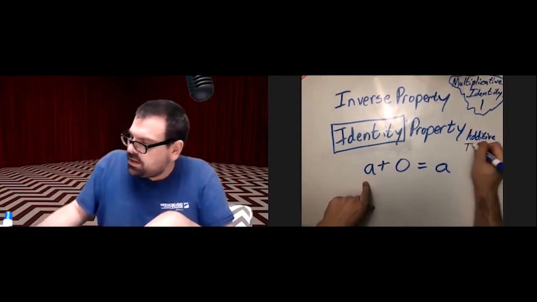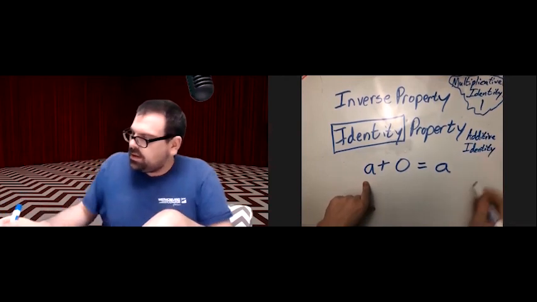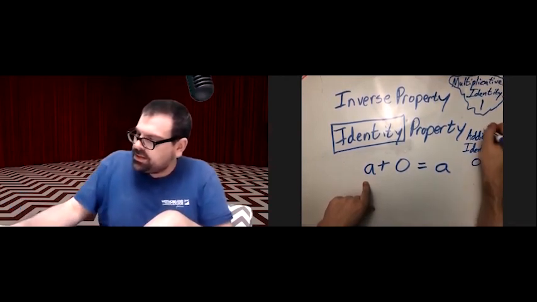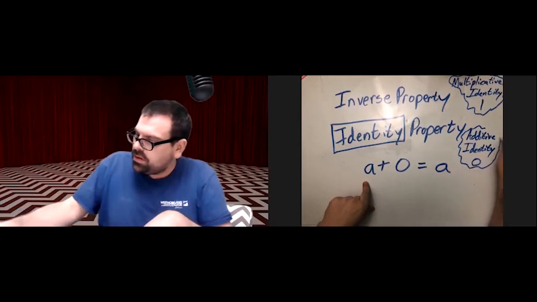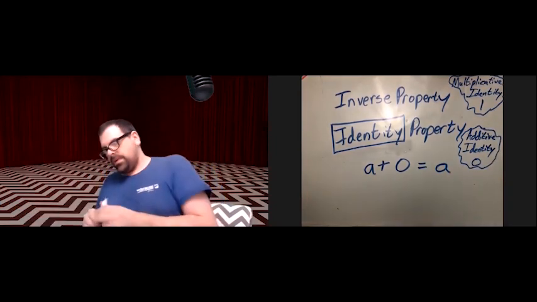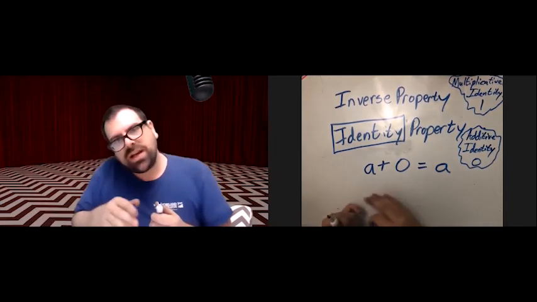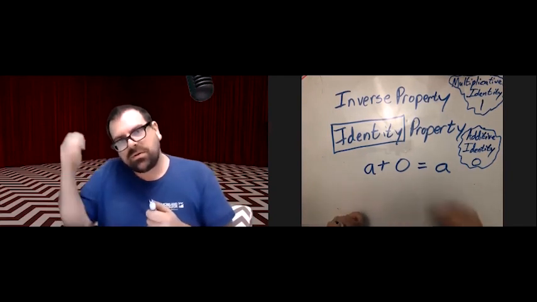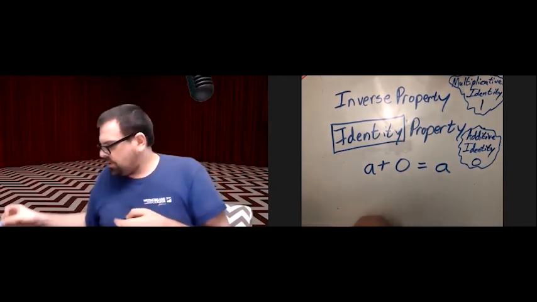A-D-D-I-T-I-V-E. Identity is 0. So the identity property of addition: anything plus 0 is itself.